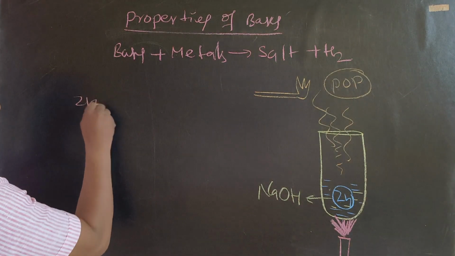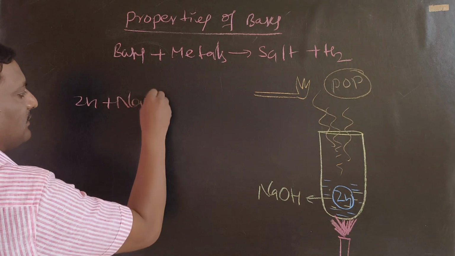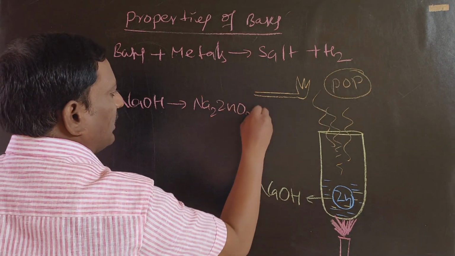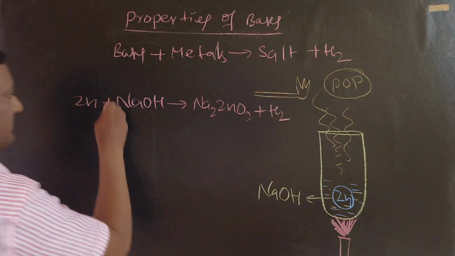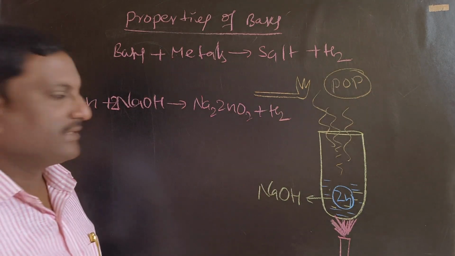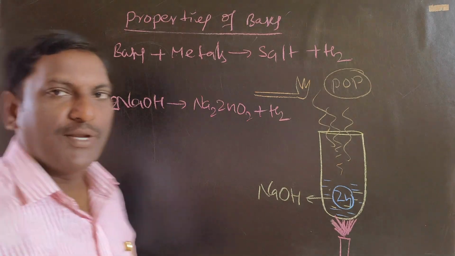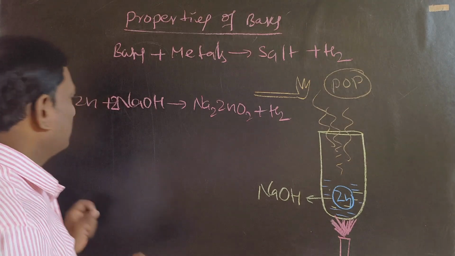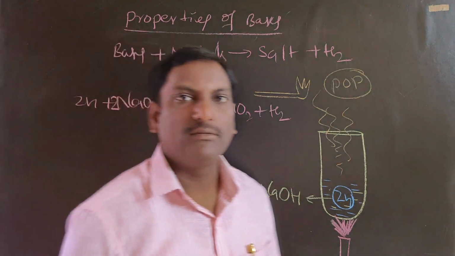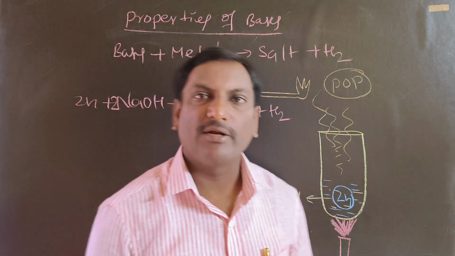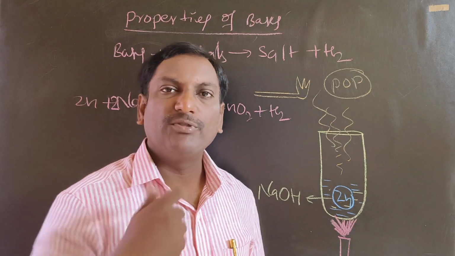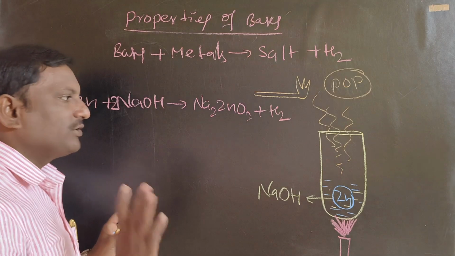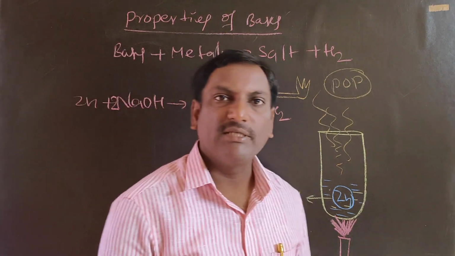Zinc granules react with sodium hydroxide. You will get sodium zincate, Na2ZnO2, along with hydrogen gas. Only four combinations you will get regarding metals with bases: zinc with sodium hydroxide, zinc with potassium hydroxide, aluminum with sodium hydroxide, aluminum with potassium hydroxide. Only four combinations in case of bases with metals.